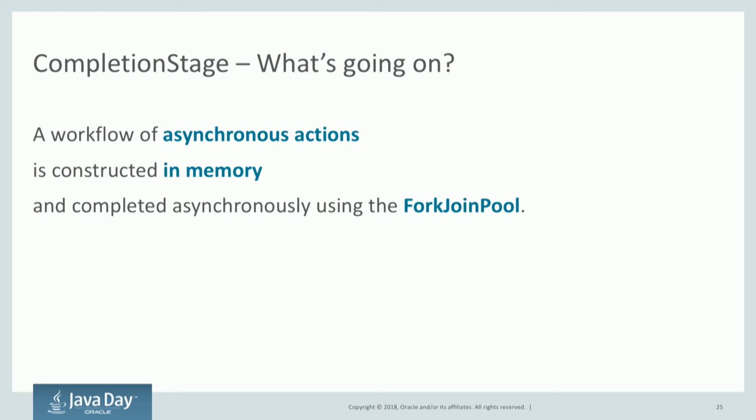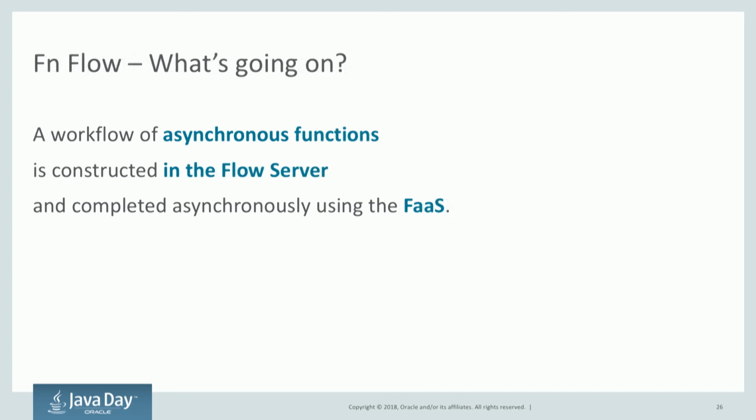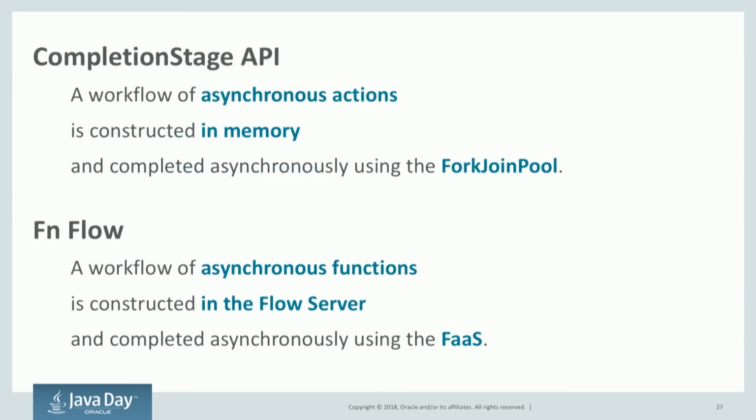So now you're wondering why I'm talking through all this in such depth. I'll bring it back to Fn Flow, what's going on. This workflow of asynchronous functions is constructed in the Flow server and completed asynchronously using the FaaS. So the Fn Flow API and the CompletionStage API are rather similar. They're not identical because there's a couple of technical differences, but they function very analogously to each other. So I'll put those both up at once so you can see the similarity. In that sense, Flow uses the Fn FaaS as a kind of distributed thread pool. So you can scale these applications out across as many computers as you have in your Fn cluster or your provider's Fn cluster.